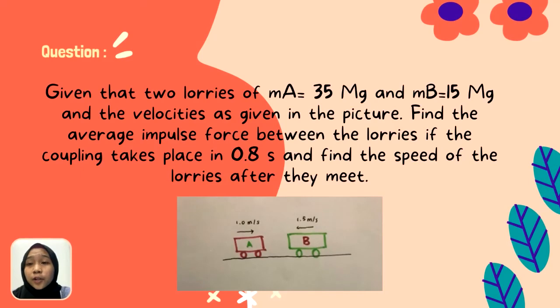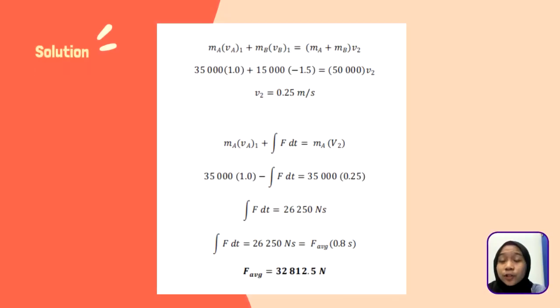So, for the fifth and last case study, the question is: given two lorries of mass MA 35 Mg and MB 15 Mg, and the velocities given in the picture, find the average impulsive force between the lorries if the coupling takes place in 0.8 seconds, and find the speed of the lorries after they meet. Okay, for the solution, as usual, we must list all of the information given. Firstly, MA is 35,000 kilograms, MB is 15,000 kilograms, and VA is 1 and VB is 1.5.